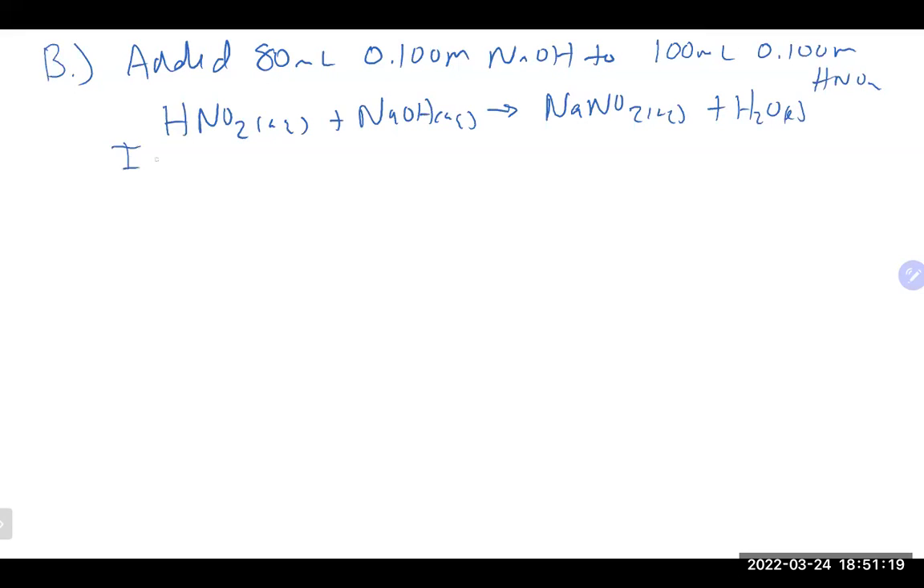We need to do an ice table. Should this ice table be done in molarity or moles? Should be moles. So to get the moles of the HNO2, we're going to take 0.1 times 0.1, turning the milliliters into liters, and the molarity is 0.1. That gives us 0.01 moles. For our sodium hydroxide, we're going to convert the 80 milliliters into liters, so that's 0.08 times 0.1, gives us 0.008 moles. Again, this is what we're starting with. This is what we are adding.